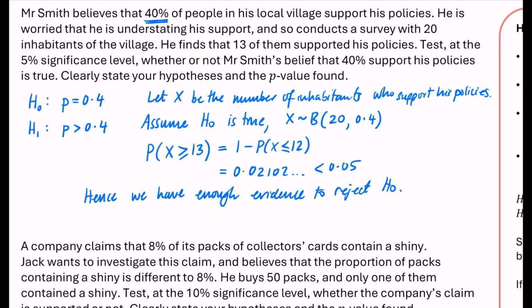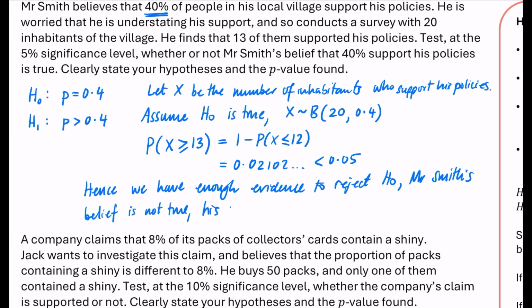So now we actually need to make the conclusion. Mr. Smith's belief is not true. His support is higher than 40%. And that's because our alternative hypothesis is saying that it's greater than 0.4.